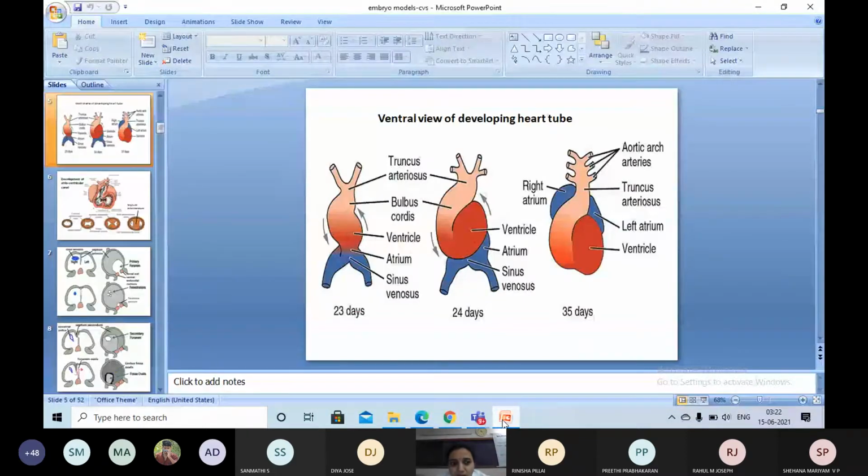You understood how the cylindrical heart tube develops into the 4-chambered heart, how it folds as the bulboventricular loop, and how it develops into the primitive atrium. That's the external appearance.